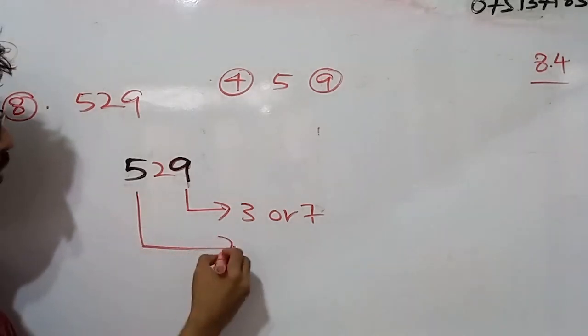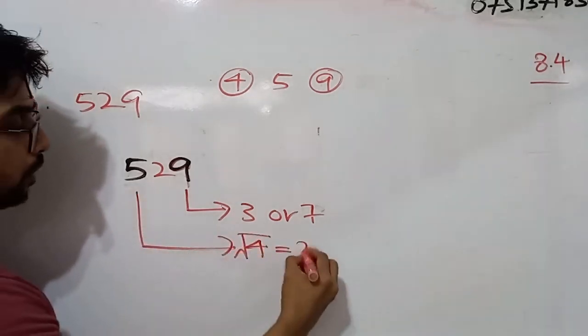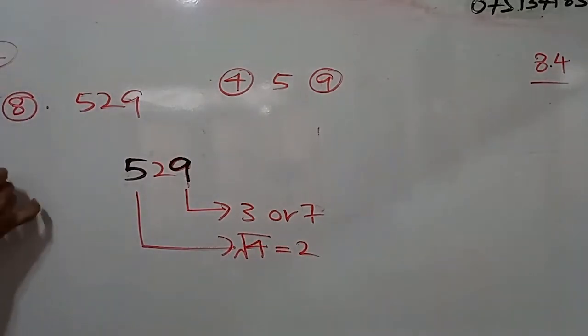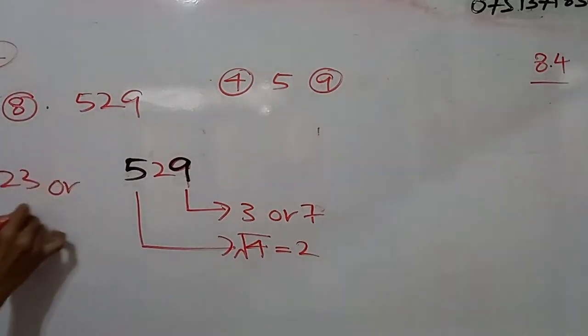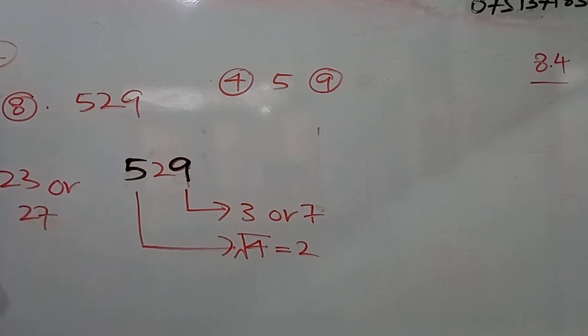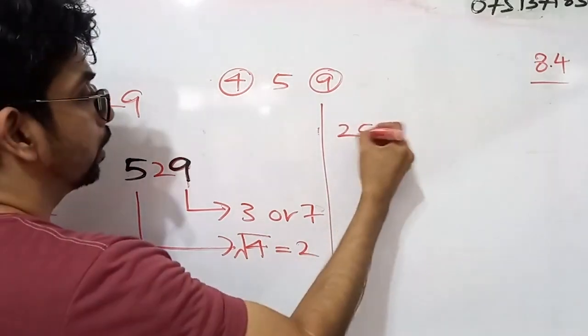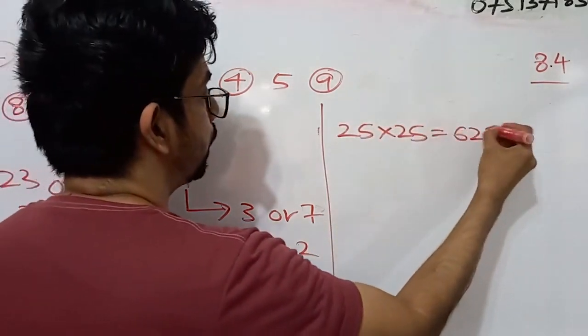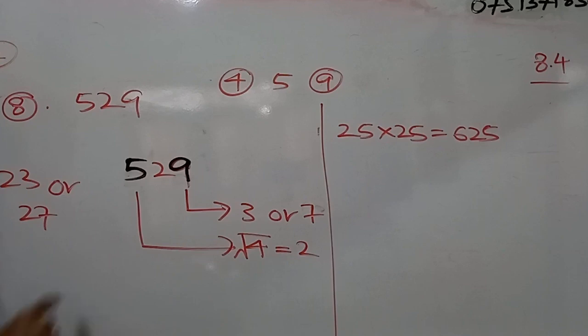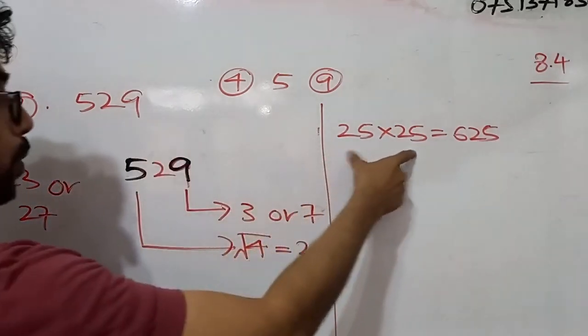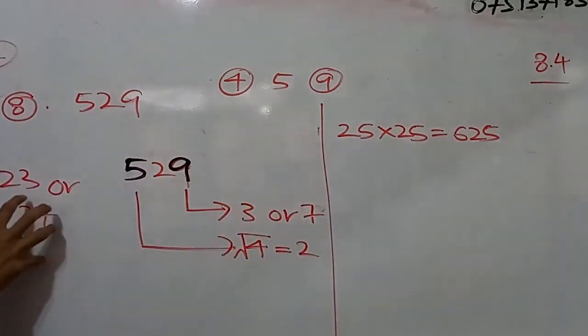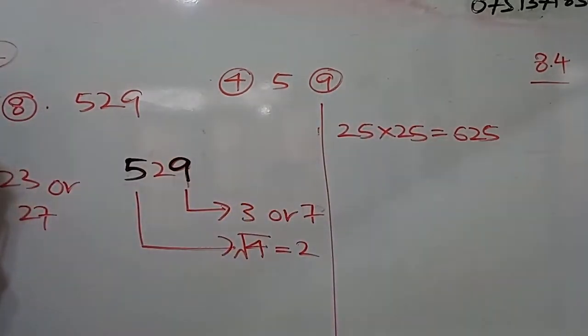So the square root of 4 is 2. So what can the number be? It can be either 23 or 27. Right. So we know 25 squared is 625. What is the number that we are checking? 529. Even 25 squared is 625. So that definitely means the square of 27 is greater than 625. So we don't have to multiply. So we will take this number 23. It can be the square root, but we have to multiply and verify.